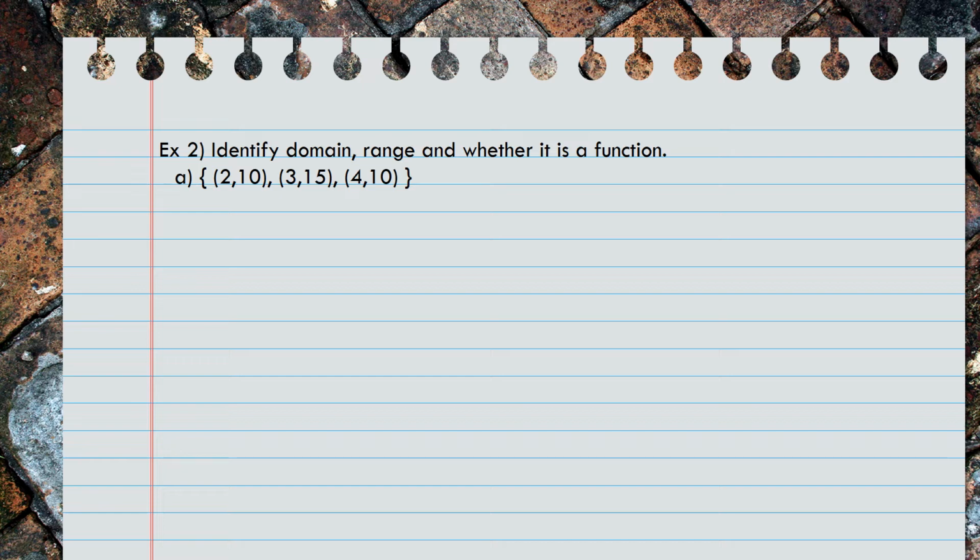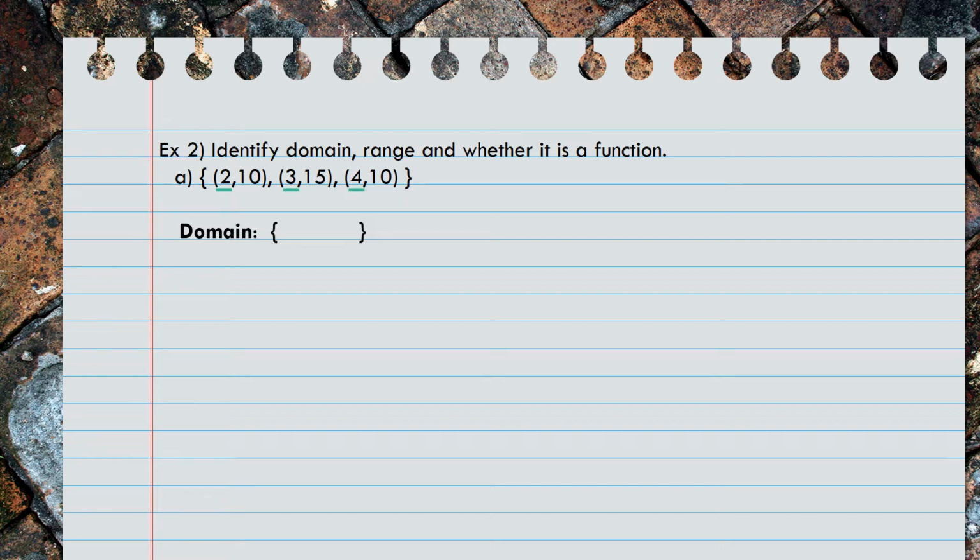Example 2, identify the domain, range, and whether it is a function. For A, we have the set of ordered pairs. The first ordered pair is made up of (2, 10), (3, 15), and (4, 10). Now first we are going to identify our domain. And so we need to look back at our ordered pairs and identify our x values. So I underline the 2, the 3, and the 4.